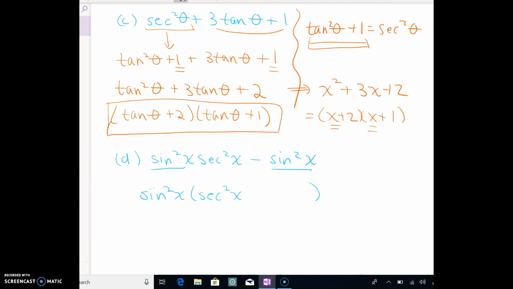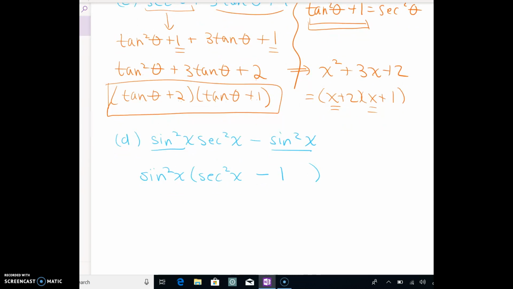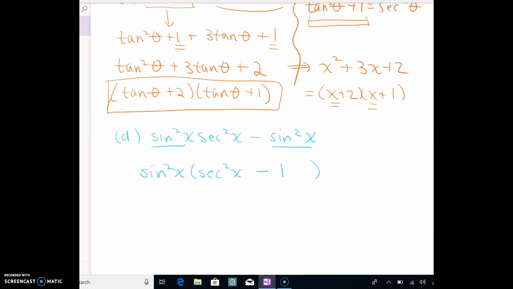Now when we do that, factor out a sine squared from sine squared secant squared, and we're left with secant squared. Factor out a sine squared from sine squared, and we're left with 1. So we can call this sine squared x times secant squared x minus 1. Now let's talk about secant squared x minus 1. That should sound a little bit familiar because not only can we factor it, but now we're going to talk about simplifying or reducing it a little bit.